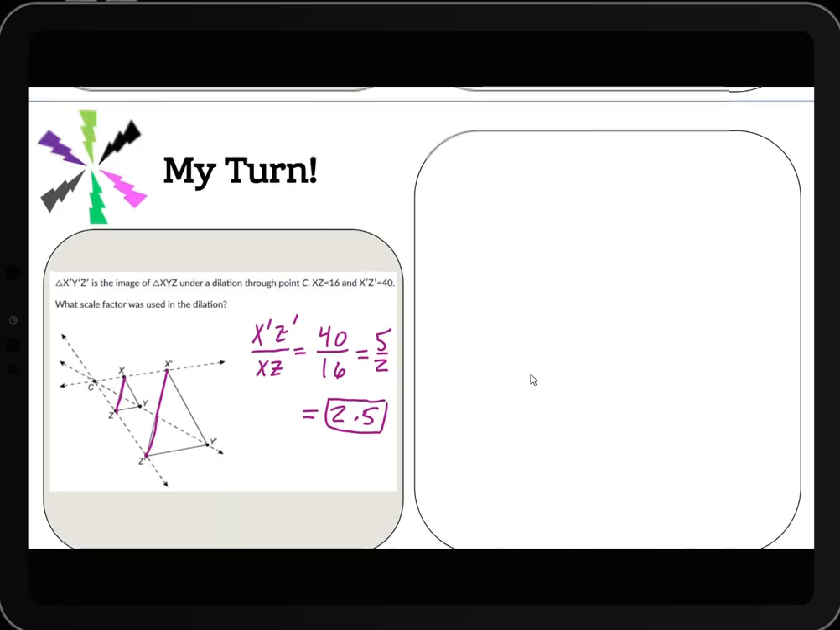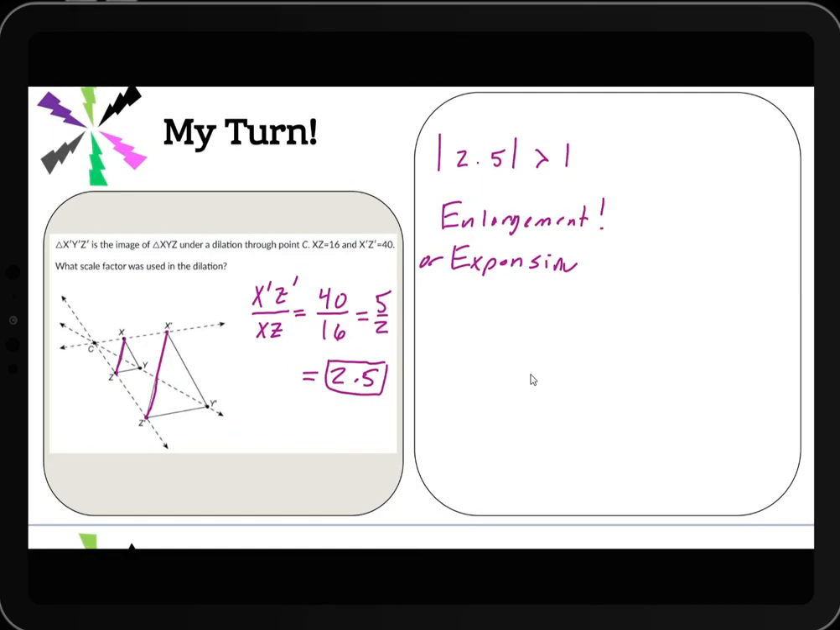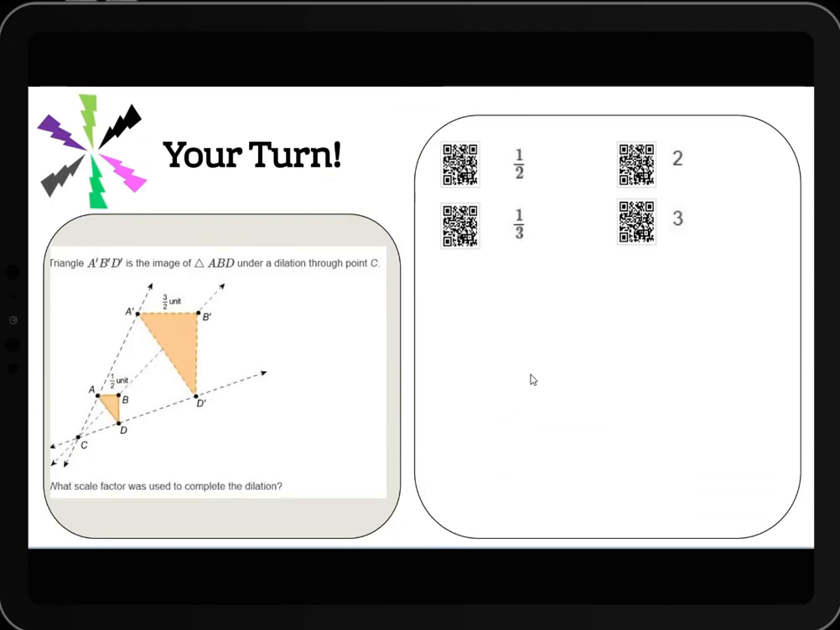2.5, of course, the absolute value of 2.5 is greater than 1, so this is going to be an enlargement. You can also call it an expansion. Okay, and I've just calculated that by comparing the length of the image to the pre-image length. So you can pause the video and see if you can come up with the scale factor here. You should have selected 3.